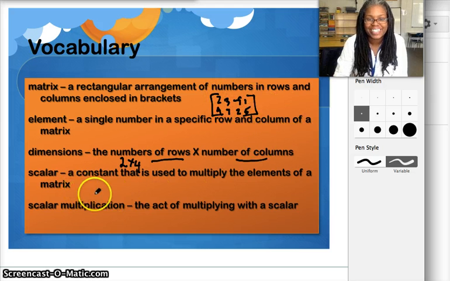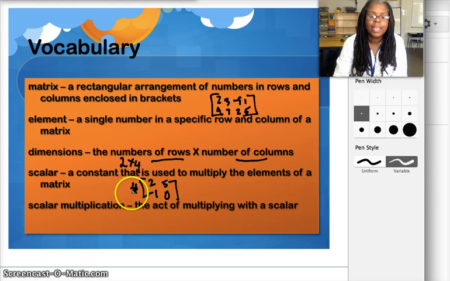A scalar is a constant that is used to multiply the elements of a matrix. Really it's just a number that might hang out on the outside of your matrix. So let me change my matrix up a little bit: 2, -1, 5, and 0. Now I've made a 2 row by 2 column matrix, right? And a scalar would be 4. It's just a number on the outside of the matrix that means you're going to multiply through.